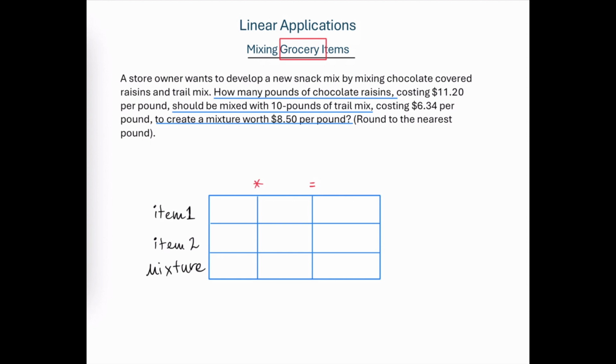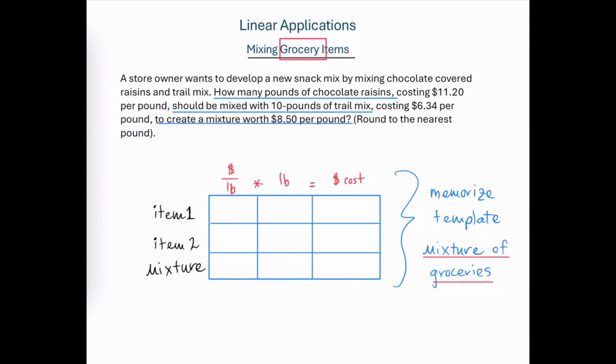When we're mixing grocery items together, those column headers are going to be the price per pound of the grocery item multiplied by the number of pounds, and the product of those two things is going to give me the overall cost of that particular item. So we want to memorize this template and use it anytime we're mixing together grocery items.